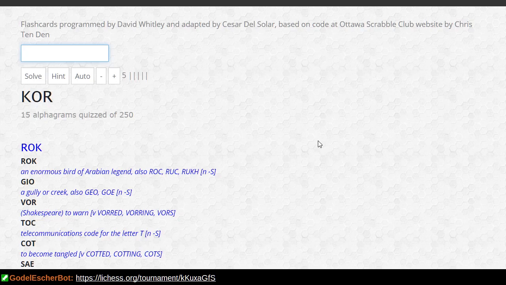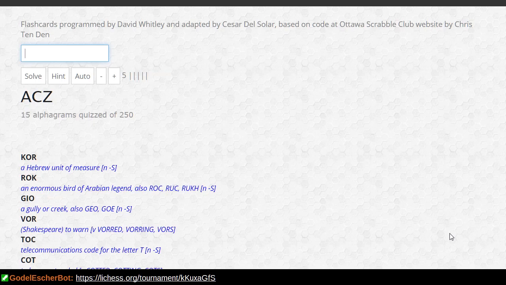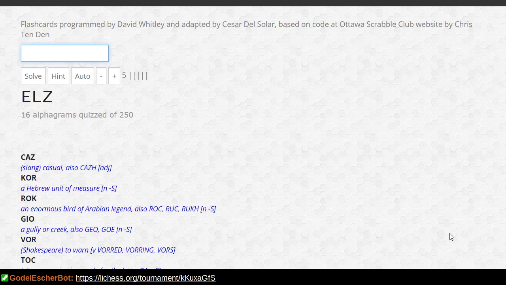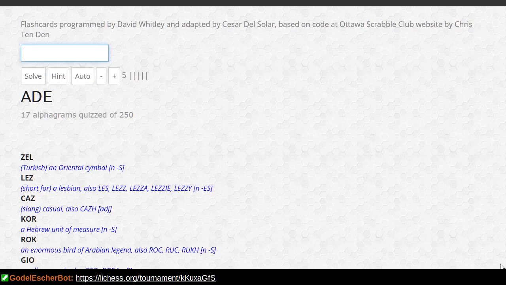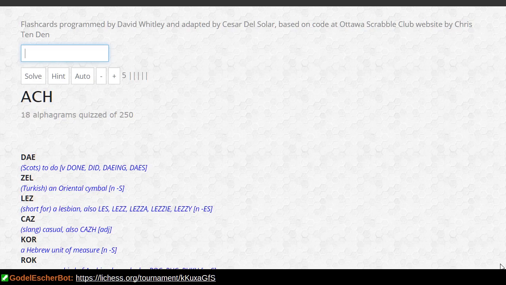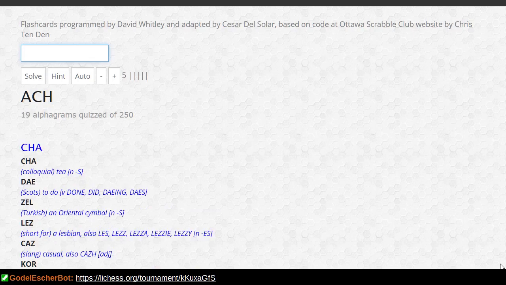I mean, it's silly for me to have tried this flashcard without actually having seen the words before. K-O-R. A Hebrew unit of measure. All right, we'll take it. Kaz for casual? That's funny. Les, short for lesbian. But what else? Could it be Zell? An oriental symbol in Turkish. All right. I've seen this play before. To do. Cha, you know. That's colloquial for tea.